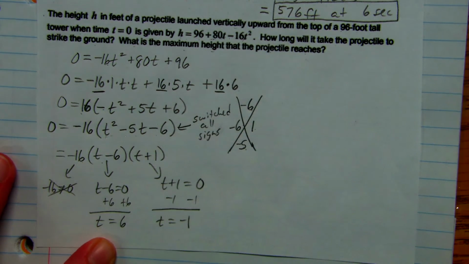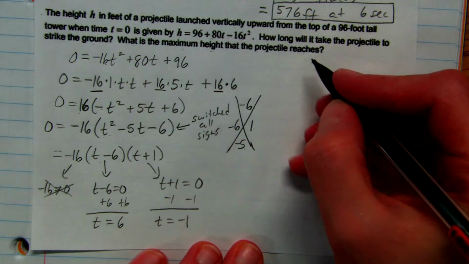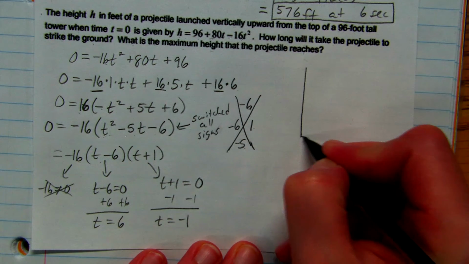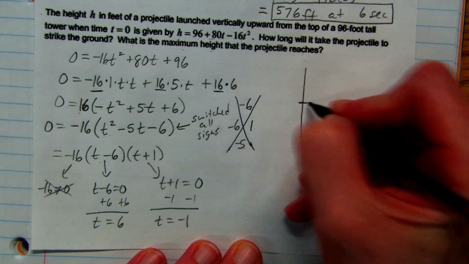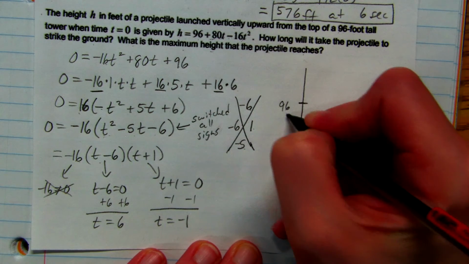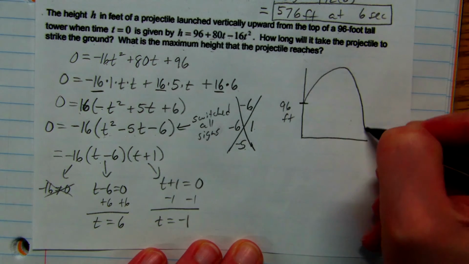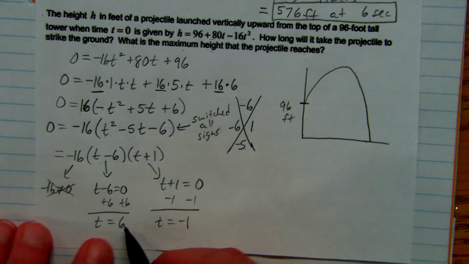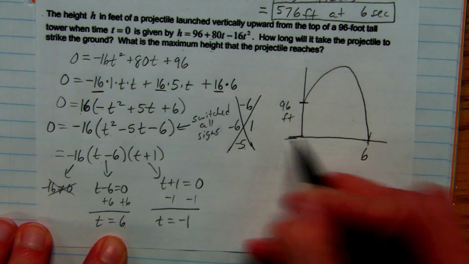It's kind of weird to think that time would be negative 1. But let me explain with a graph where that's coming from. Okay, so if I make a graph, remember we were not starting on the ground. We were starting from 96 feet in the air, and it's coming up and coming back down over here. So the positive 6 tells me it's going to hit the ground at 6. So what's the negative 1 for?